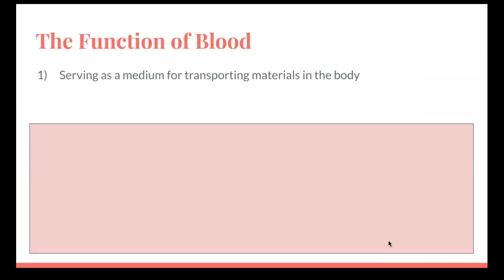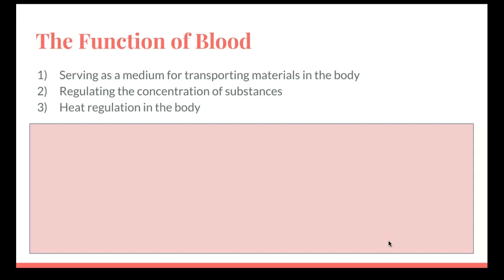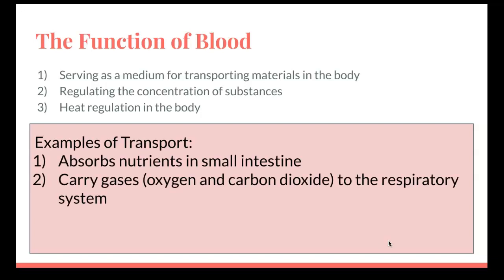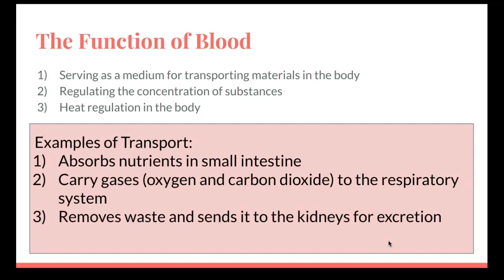The blood also is super important in our body, so it has a couple of different jobs, like transporting materials. It also makes sure we have constant-ish concentrations of stuff, and that we stay at a constant temperature, which is 37 degrees Celsius. Some of the things that it transports are nutrients, gases like carbon dioxide and oxygen, and waste, which it will send to the kidneys so that we can get rid of it. It also carries hormones, which tell our body what to do.